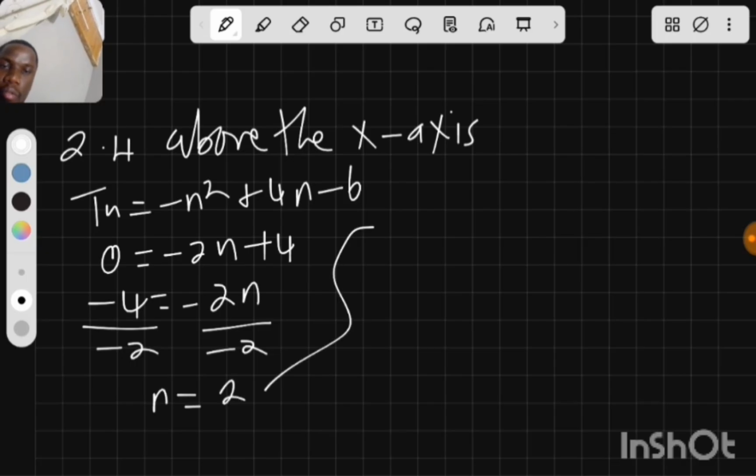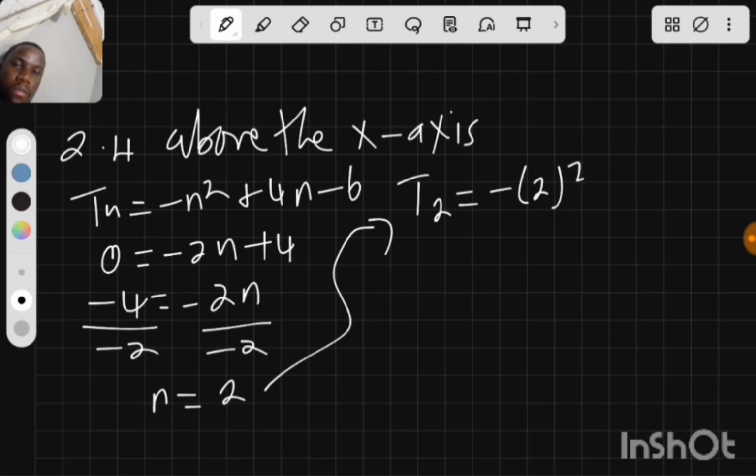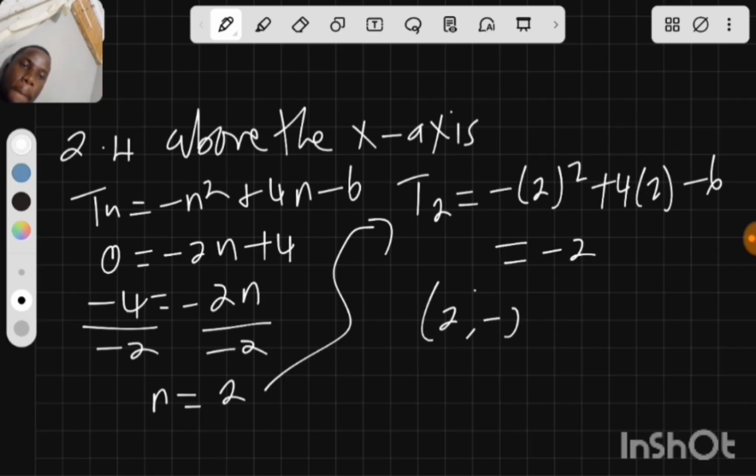Then you substitute 2 into the original equation, which is t2, which is equal to minus 2 to the power 2 plus 4 times 2 minus 6, which gives you minus 2. I have 2 and minus 2. I hope you understand.